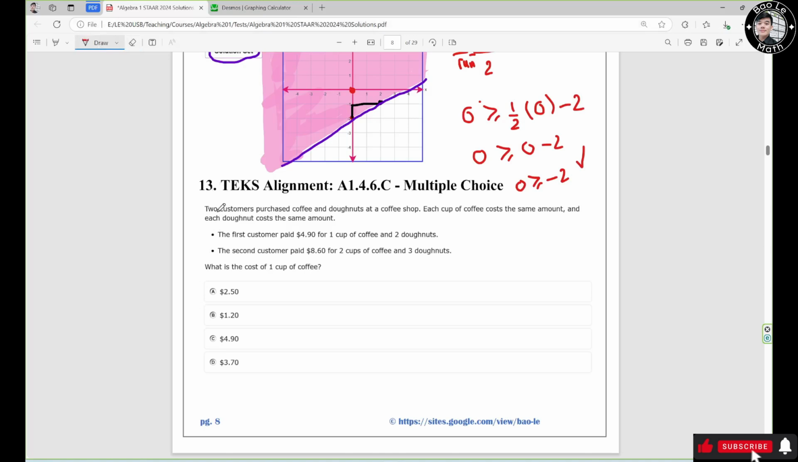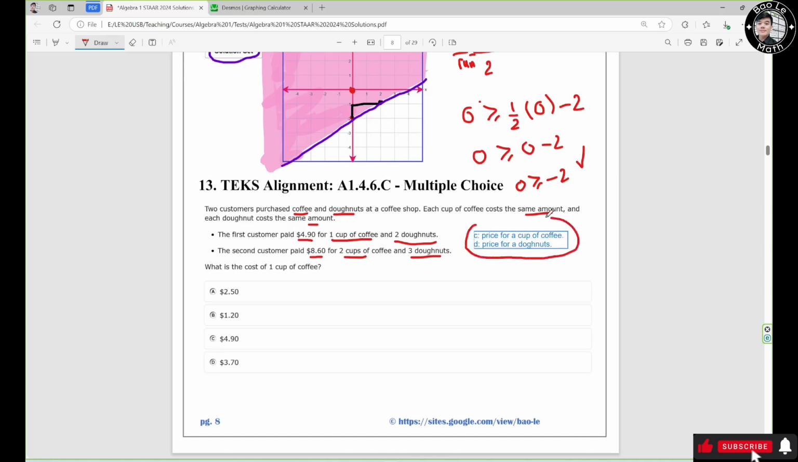Now, question number 13. Two customers purchase coffee and donuts at a coffee shop. Each cup of coffee costs the same amount, and each donut costs the same amount. The first customer paid $4.90 for a cup of coffee and 2 donuts. The second customer paid $8.60 for 2 cups of coffee and 3 donuts, right? So let C be the price for a cup of coffee, and D be the price for a donut.